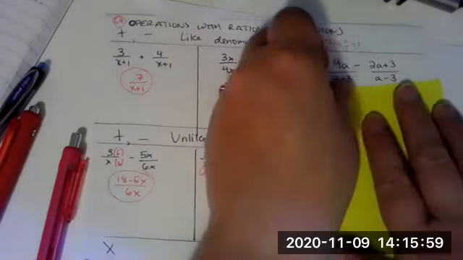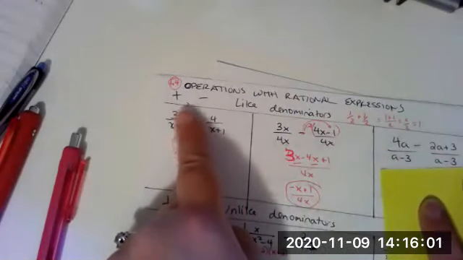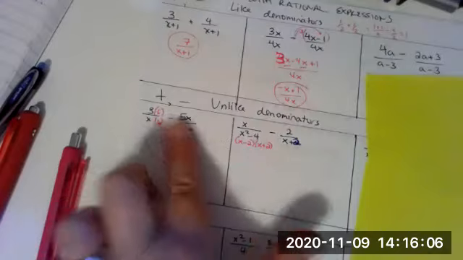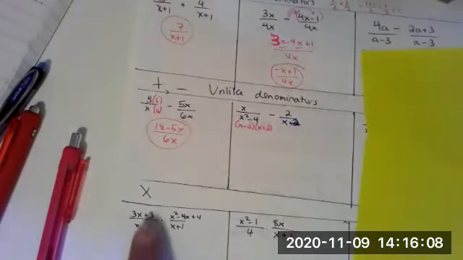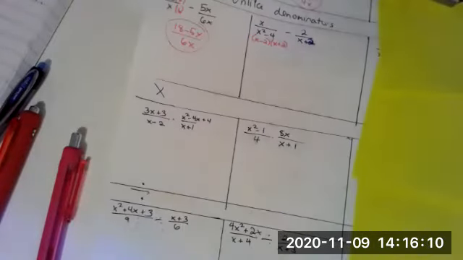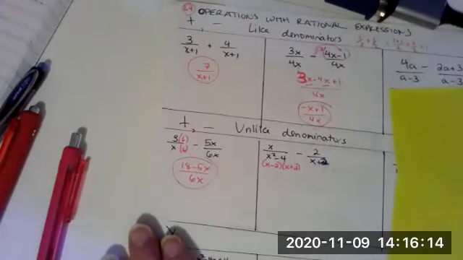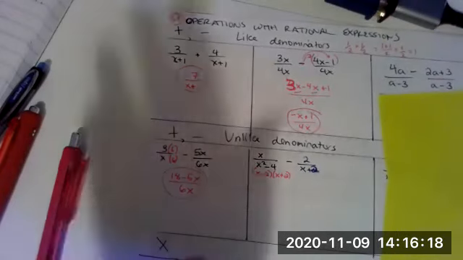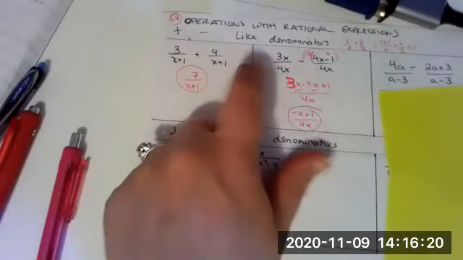We're going to cover adding rational expressions that have like denominators, adding rational expressions that have unlike denominators, multiplication, and lastly, we'll do division. This is just so that you have a permanent video to refer back to for how to do this. Okay, so let's get started with adding with like denominators.